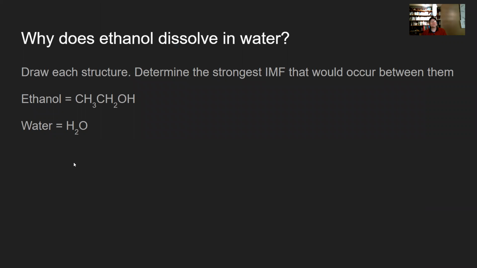So why does ethanol dissolve in water? Well, what we're going to do is have you take a look at drawing the Lewis structures for both ethanol and water, and then try to see whether you can determine the type of intermolecular attraction that water and ethanol will have for each other. Take a moment to do that.